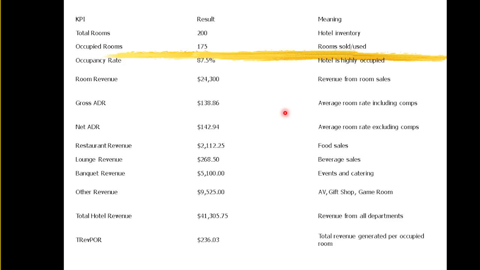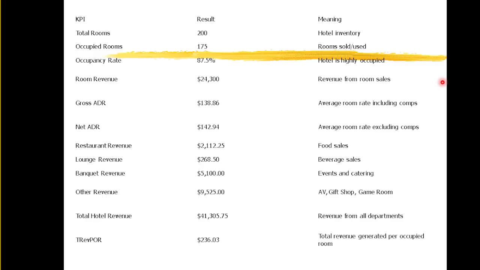So for the KPI, we have here total rooms of 200, meaning it's the hotel inventory. Occupied rooms 175, correct? Rooms sold or used. Then the rate is 87.5%. It's the hotel highest occupied room. Then the room revenue, we have $24,300. It's the revenue from room sales. The gross ADR is $138.86. It's the average room rate, including the complimentary rooms.